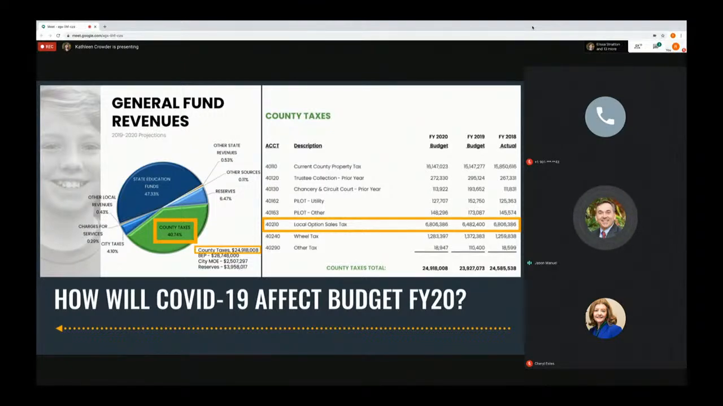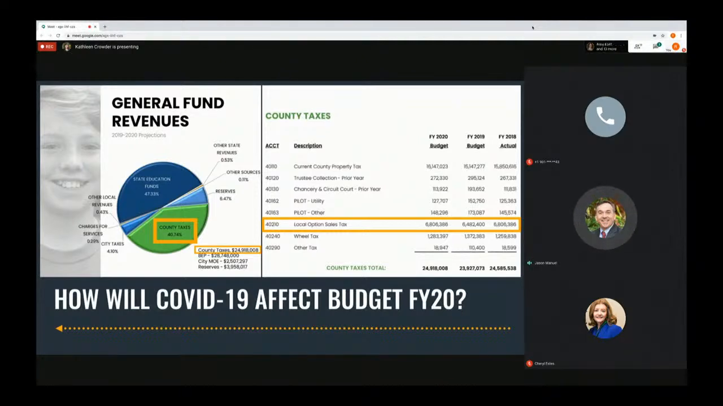As you know, I tend to simplify things when we're talking to the public about percentages of where our revenue comes from, but there are several tax sources that comprise the ADA portion of our funding. So you can see there on the left, 40.74% of our current budget comes from our county taxes in this current fiscal year. That's $24 million, almost $25 million. Broken down specifically, if you look on the right, you can see the local option sales tax portion, which is close to $6.8 million. When we start making fiscal decisions and as we start talking about our budget, this is going to be a very important line item.